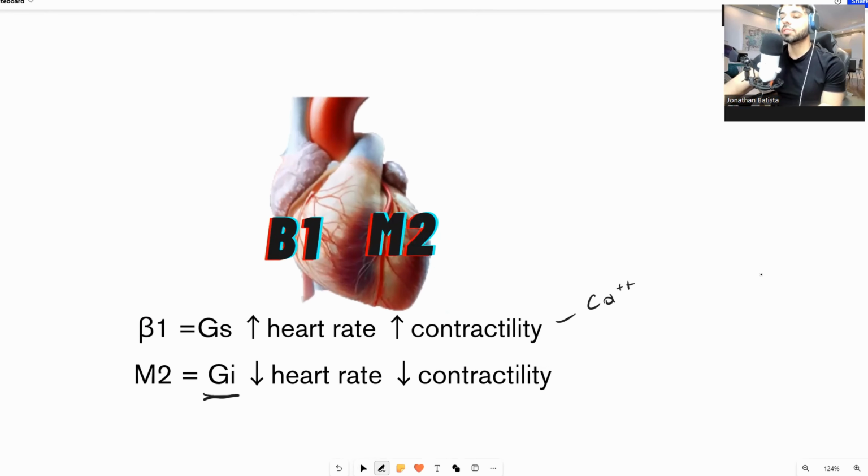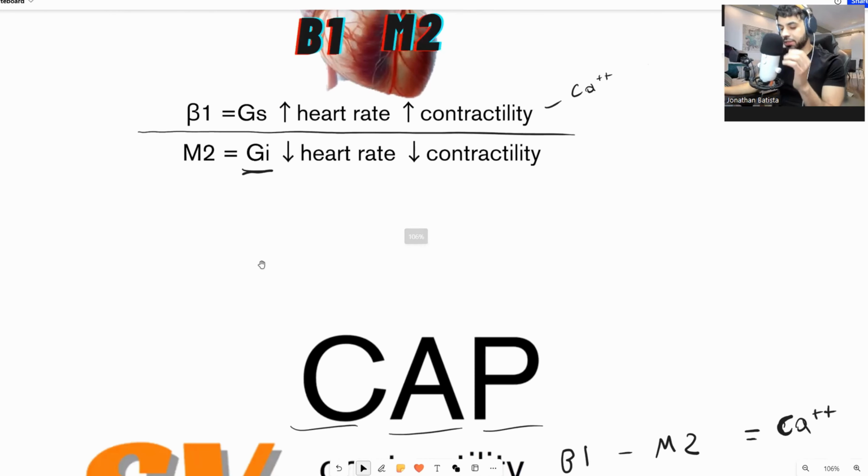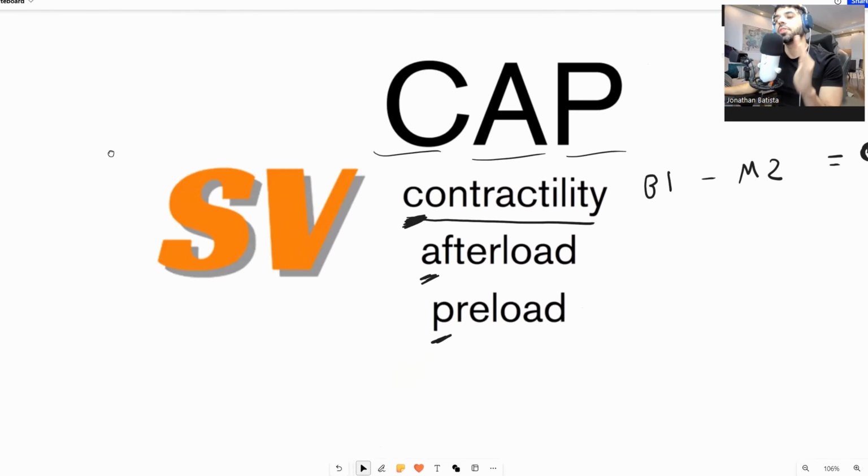The Gi system is basically the opposite. You basically turn off the adenylate cyclase. That way you don't have the increase in cyclic AMP, you don't have protein kinase A, you don't have that increase in intracellular calcium. That makes sense. Good, good. Okay, everybody understands? We're going to continue. Right?